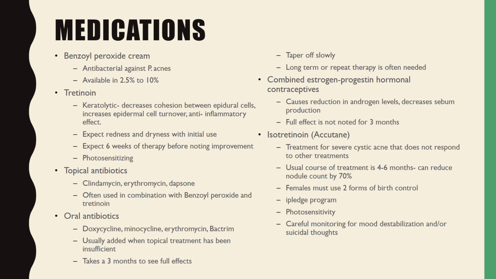So the first is your benzoyl peroxide cream. This is an antibacterial against P. acnes, and it's available in 2.5% all the way up to 10%. And the 2.5% are your over-the-counter medications that they can get.